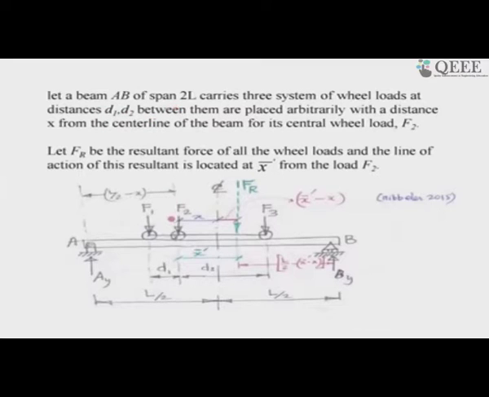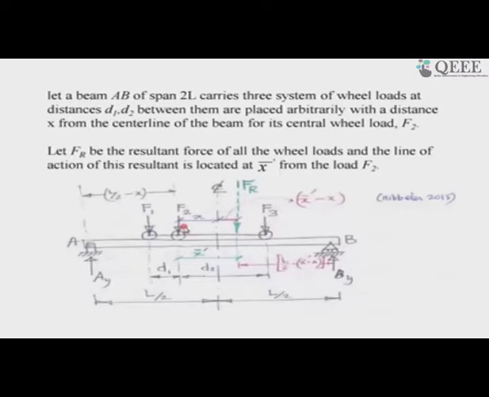So, this is the condition. This is the beam, I have a train of loads. Now, I am trying to find out that this is a beam AB of span 2L that carries a system of 3 wheel loads at distances D1 and D2, which are the distances between these loads, with a distance x. So, this load is placed from the central line of the beam for its central wheel load F2.